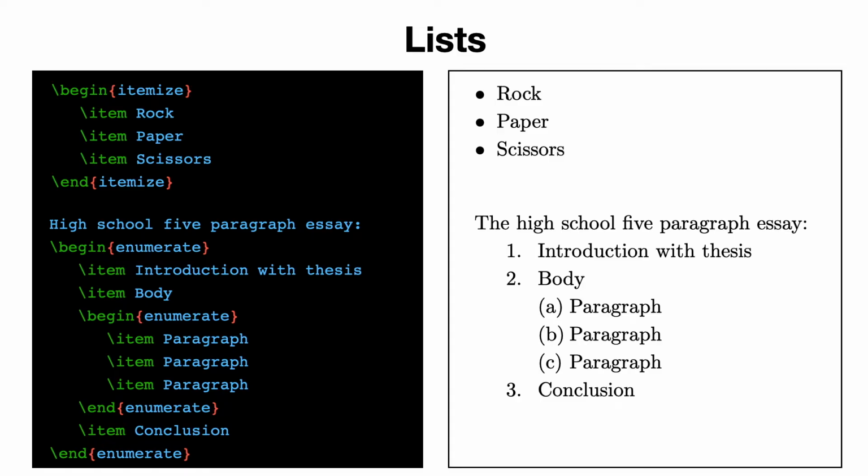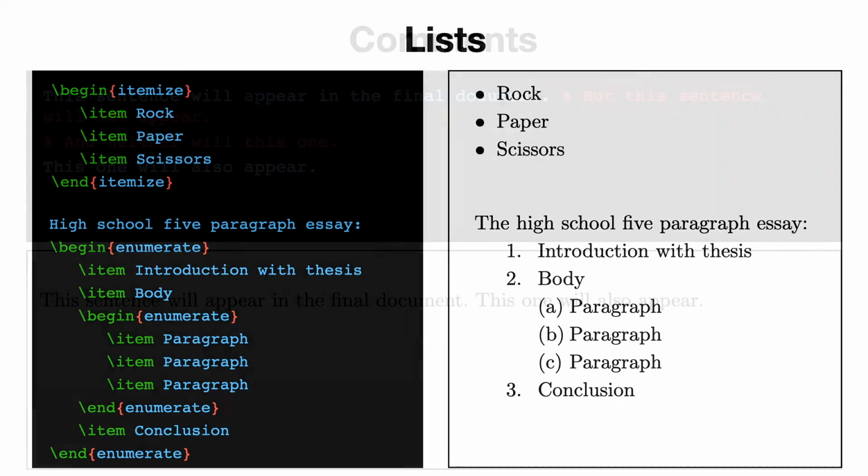I also wanted to illustrate that for both itemized lists and enumerated lists, you can nest these. And so here's an example where we have an enumerated list inside of an enumerated list.